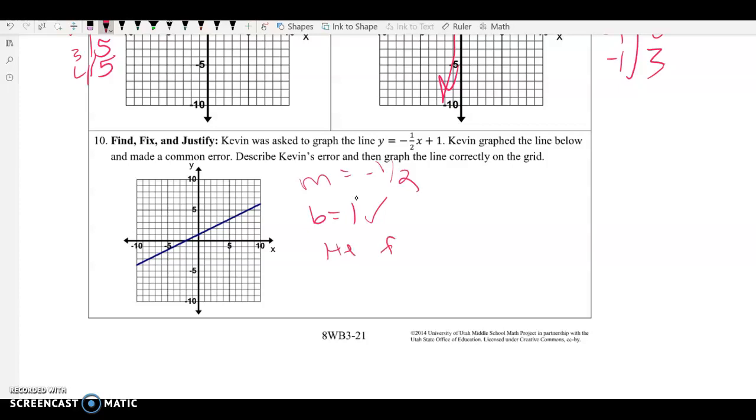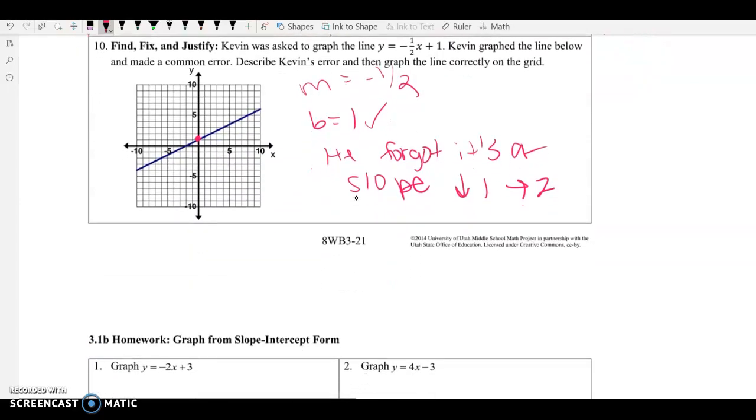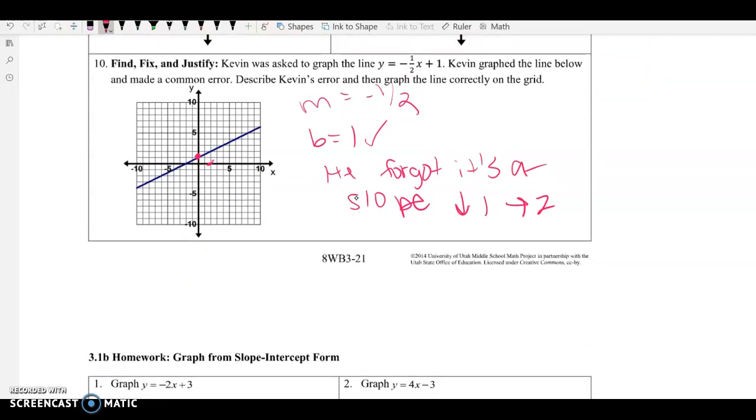He forgot it's a negative slope. He should go down 1 to the right 2. So I'll go ahead and graph the correct graph. Here he is at 1, right, down 1 over 2, down 1 over 2, down 1 over 2.